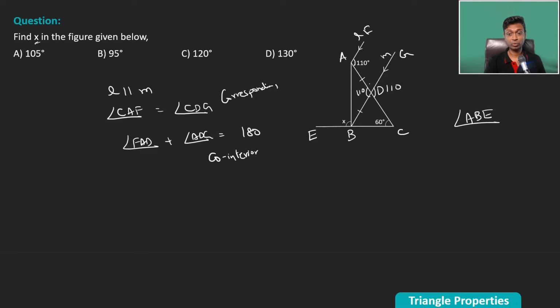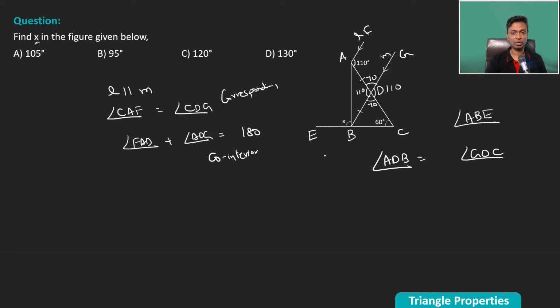Fine, because they are vertically opposite angles. So angle ADB equals angle GDC. This angle here is 70. This angle here is 70. These two add up to 180. These two are vertically opposite angles. So I filled in a bunch of things. Remember, we have not come close to finding x. We just marked whatever we know.